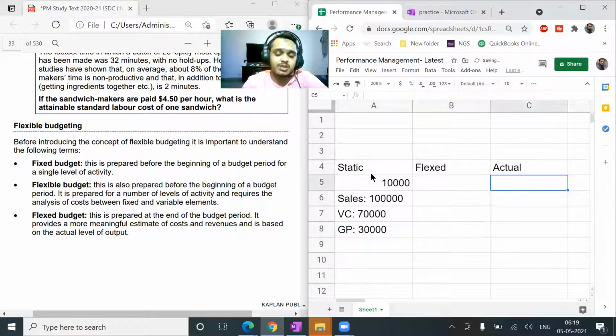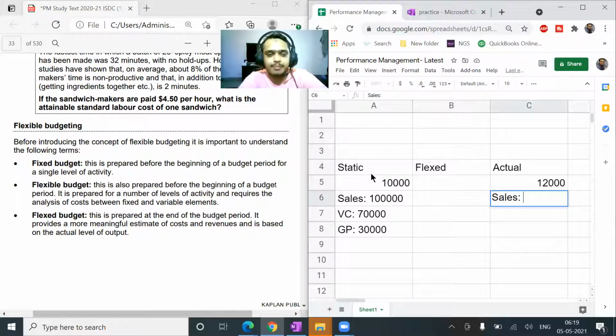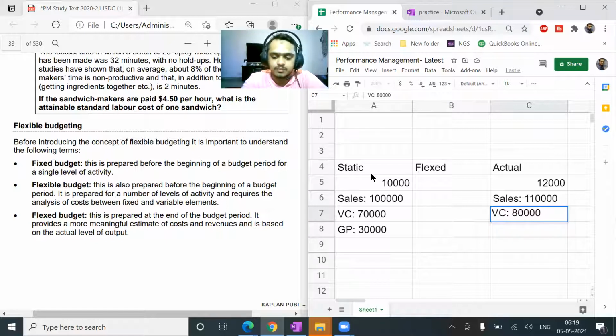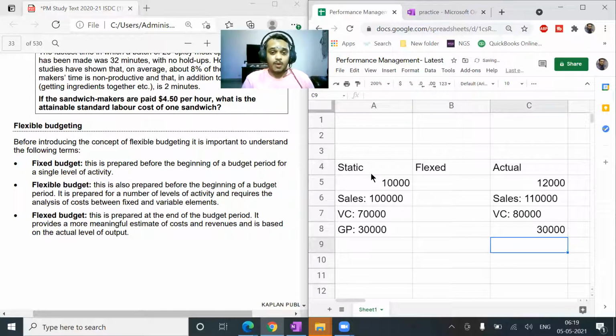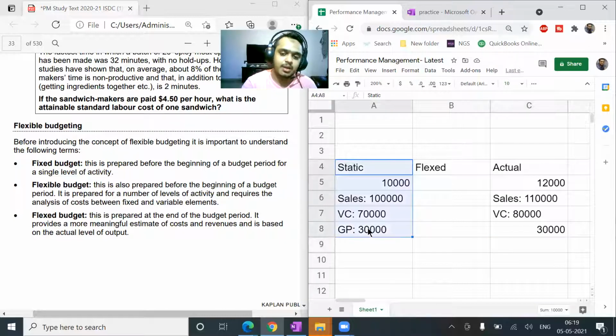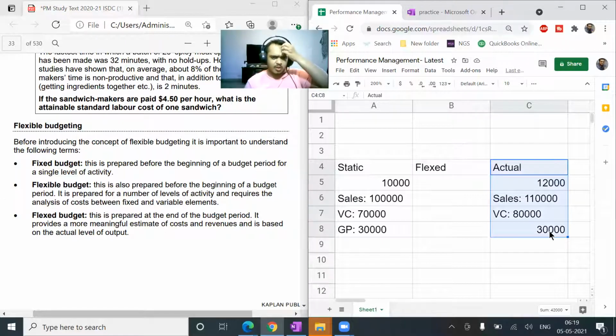Now, what happens on the actual side is that I'm able to sell 12,000 units. My sales is somewhere around, let's take for an example, 110,000. My variable cost is somewhere around 80,000. Suppose, let's just take it for this example. Then my gross profit here is again 30,000. Now the point here is, when I am comparing this static budget with the actual budget, there's no difference at all.